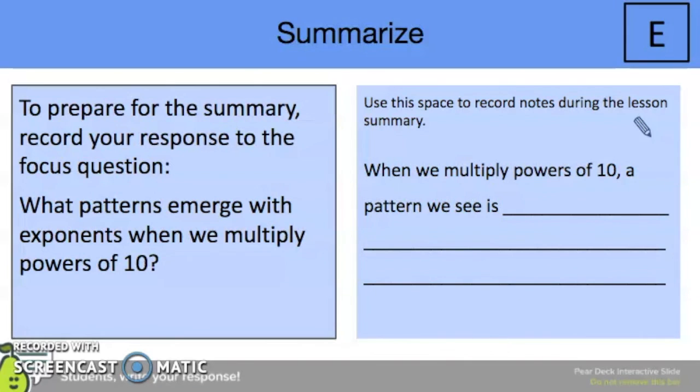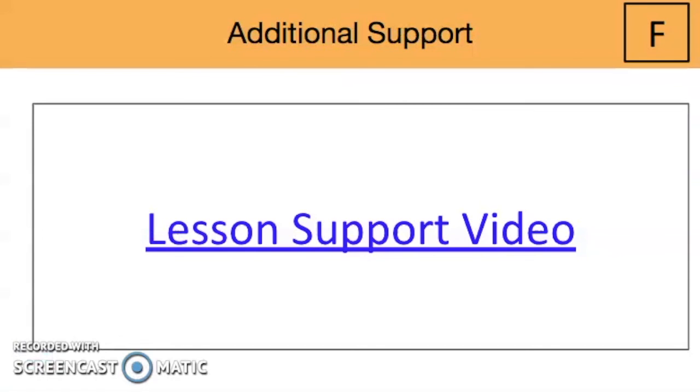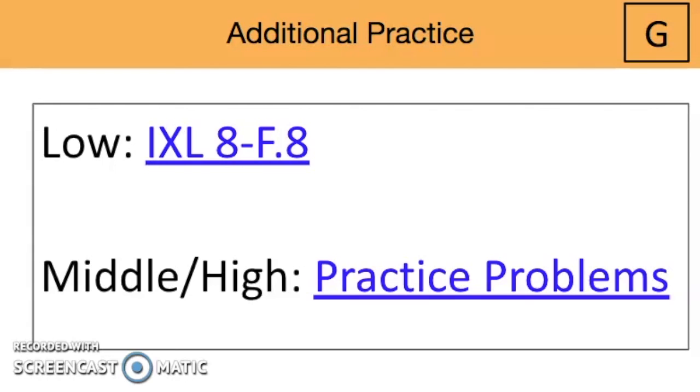Lastly, there is a summary question where they have to answer the question, what patterns emerge with exponents when we multiply powers of 10? There is a lesson support video that students can look at in case they need support during an asynchronous period or after the lesson. And there is additional practice with IXL and practice problems from Open Up resources.